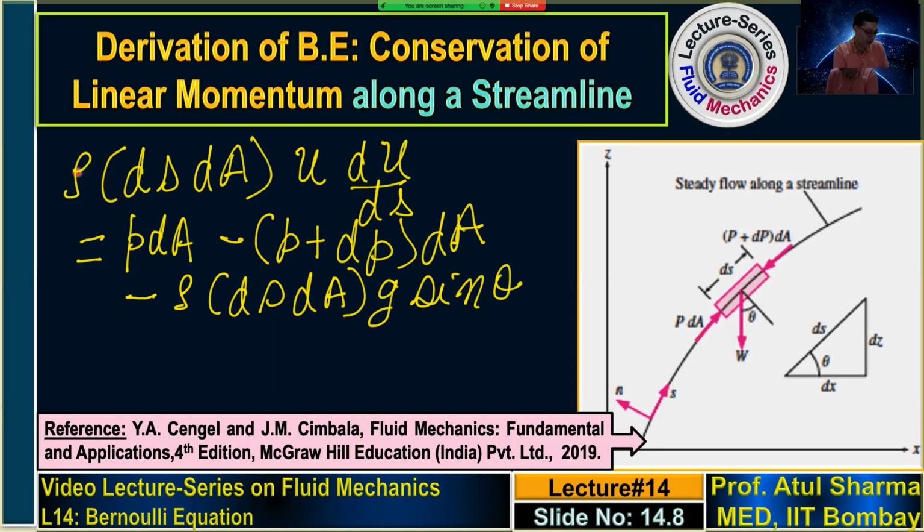Now, if you see the left hand side and right hand side, you can cancel certain terms. This dA is common to both the left hand side and right hand side, so it cancels. This ds in the numerator and denominator cancels. Then we have ds sine theta. If you see here, ds sine theta is dz. So this is equal to dz.